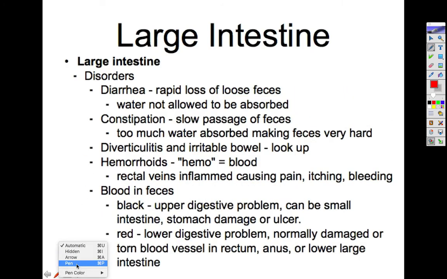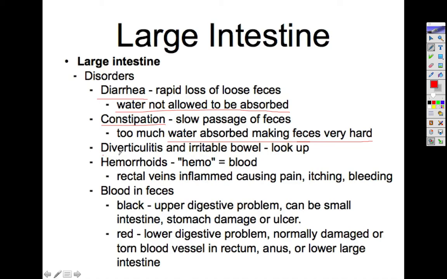Some troubles, some things that we can experience with the large intestine. One, you can have diarrhea. This is where we lose feces before water can be absorbed, and that's why your diarrhea is the way it is. It's got excess water, so we're losing the feces before we can absorb the water from it. On the flip side, you can have constipation, where feces passes through your large intestine too slowly, and you absorb excess water. And so water is absorbed in excess, making your feces very hard and hard to get rid of.